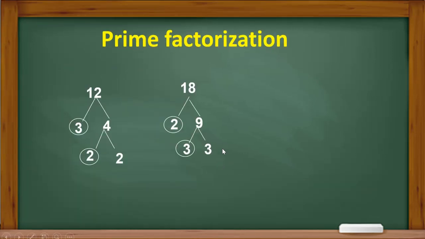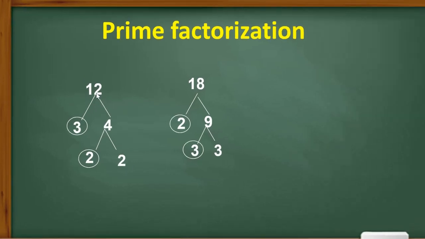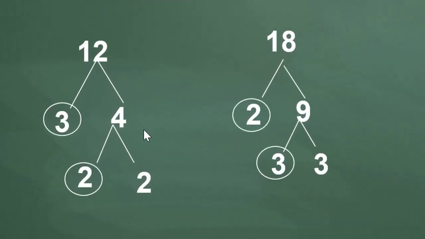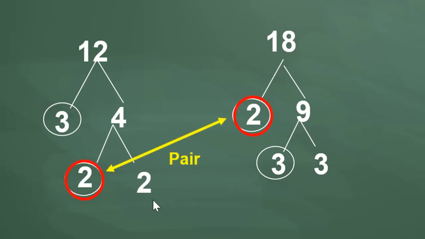How about prime factorization? Just like in the GCF, we factor the given number. The factors of 12 are 3 and 4. 4 can be factored again by 2 and 2. Next, the factors of 18 are 2 and 9, and the factors of 9 are 3 and 3. So we look for the common factors. Yes, so 2 and 2 are common.